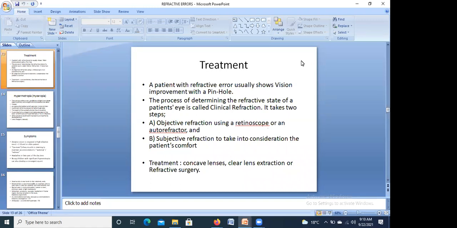That determines the objective refraction of the eye, that is, what the state of the refraction of the eye is. But in life, you may not need that objective kind of refraction. There is subjectivity.